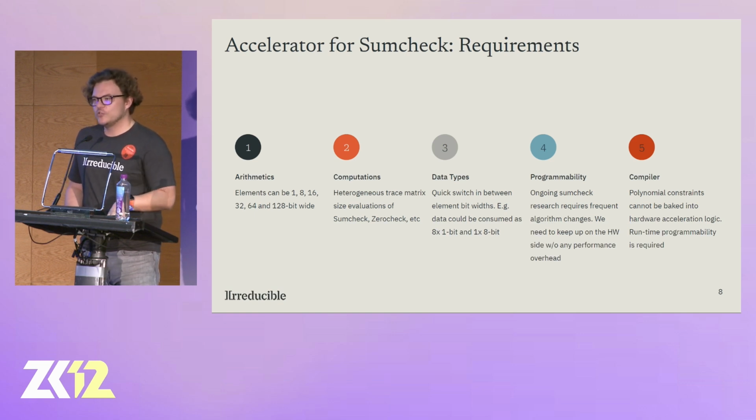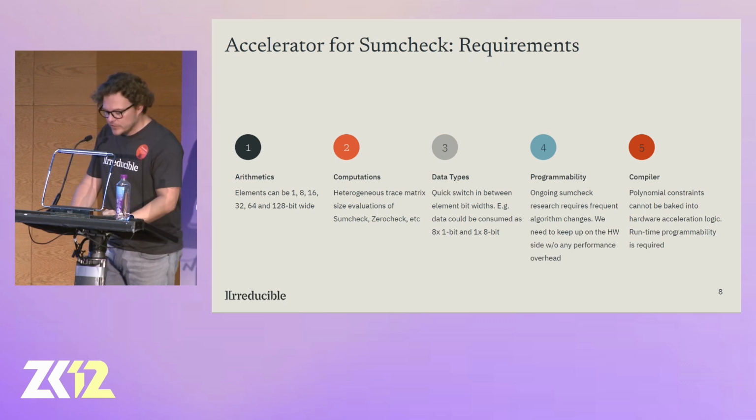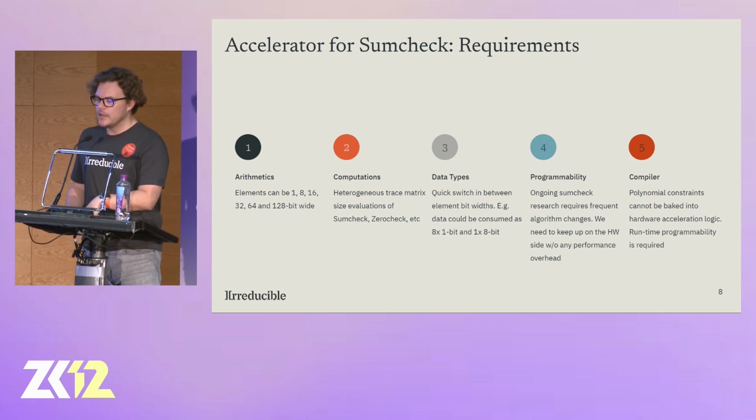Programmability. This is where we try to stay at the same development pace as open source contributions to the software model. So essentially, we can't have a hardware solution which is too slow to pick up the latest algorithmic change. We need a notion of programmability without high overhead. And last, but very important, is the notion of compiler. Polynomial constraints cannot be baked into the hardware algorithm, as was the case in certain STARKs before. They are not known ahead of time, and they are runtime changeable. So we need a way to figure out dependencies and what the data looks like at the moment of execution.